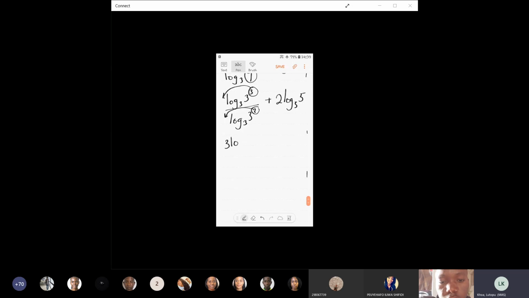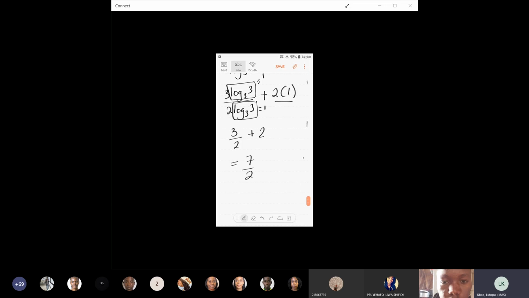Then when the 3 goes down, I have 3 log base 3 of 3 over 2 log base 3 of 3, and then this is 2 times 1. So log base 5 of 5, this is equal to 1, because log of anything to that same base is equal to 1. That is the same reason why log base 3 of 3 is 1 in the numerator and in the denominator. So I have 3 times 1, which is 3, over 2 times 1, which is 2, and then I add 2 times 1, which is 2. So I have 3 over 2 plus 2, that's 1.5 plus 2, this is 3.5, and this is just 7 over 2.